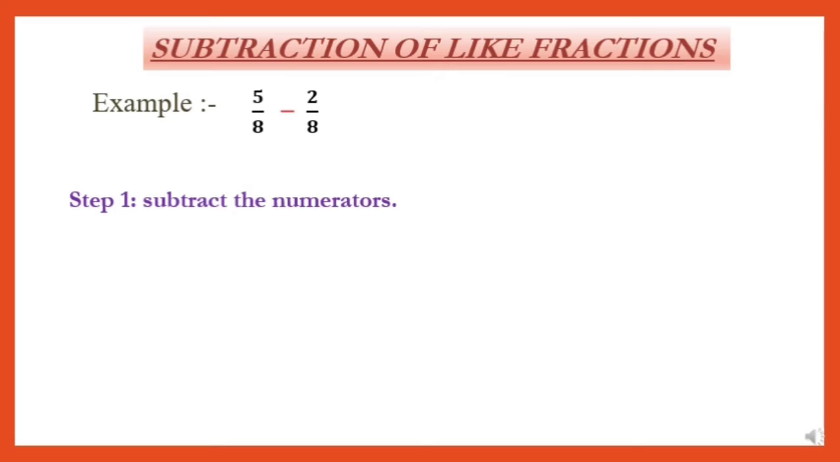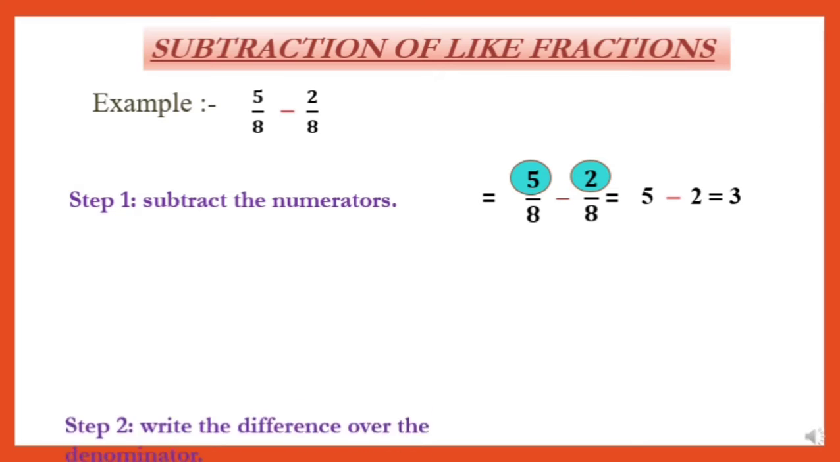The first step is to subtract the numerators. So 5 by 8 minus 2 by 8. Here the numerators are 5 and 2. Let's subtract them to find the difference. 5 minus 2 is equal to 3.